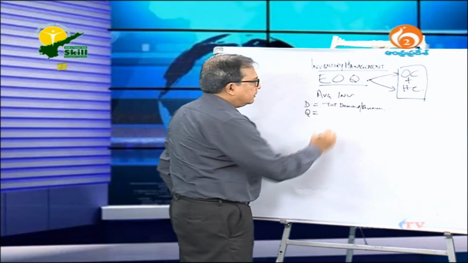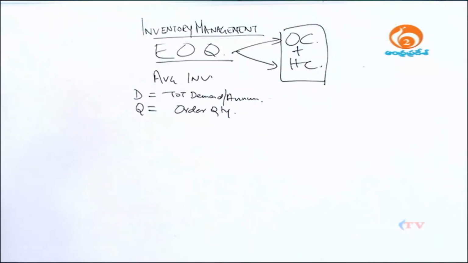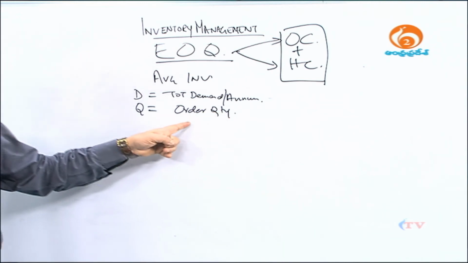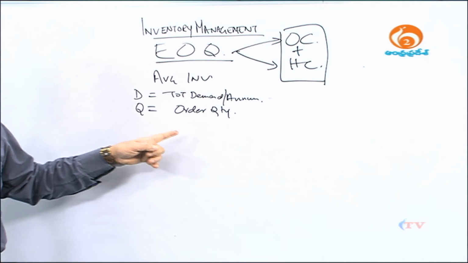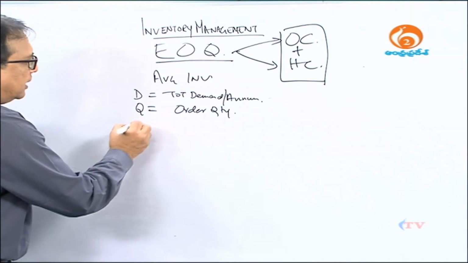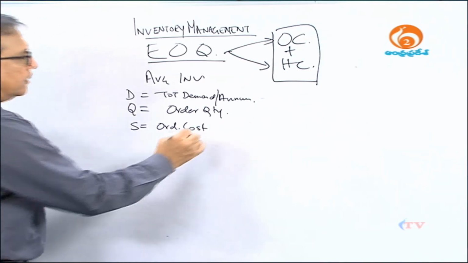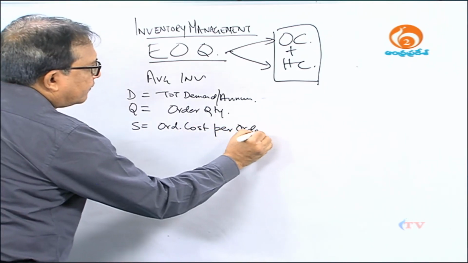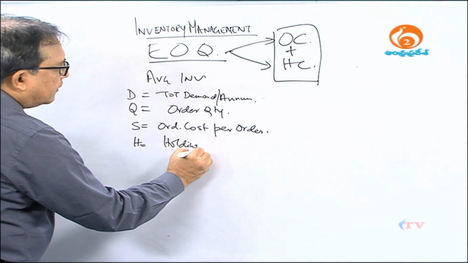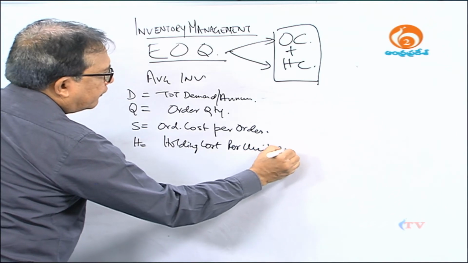Q is the order quantity. That means every time a customer orders, a particular company orders, his lot size is Q. Let S be the ordering cost per order, let H be the holding cost per unit of inventory.